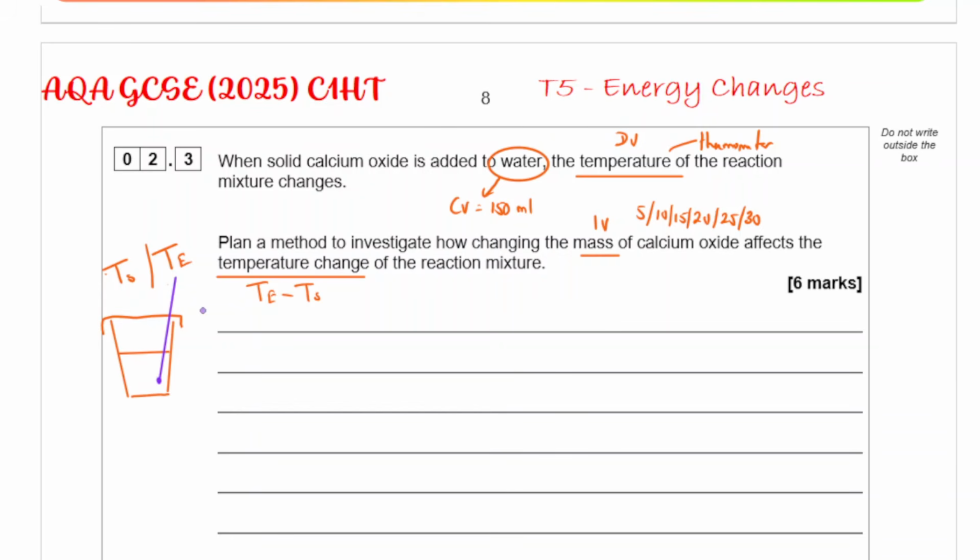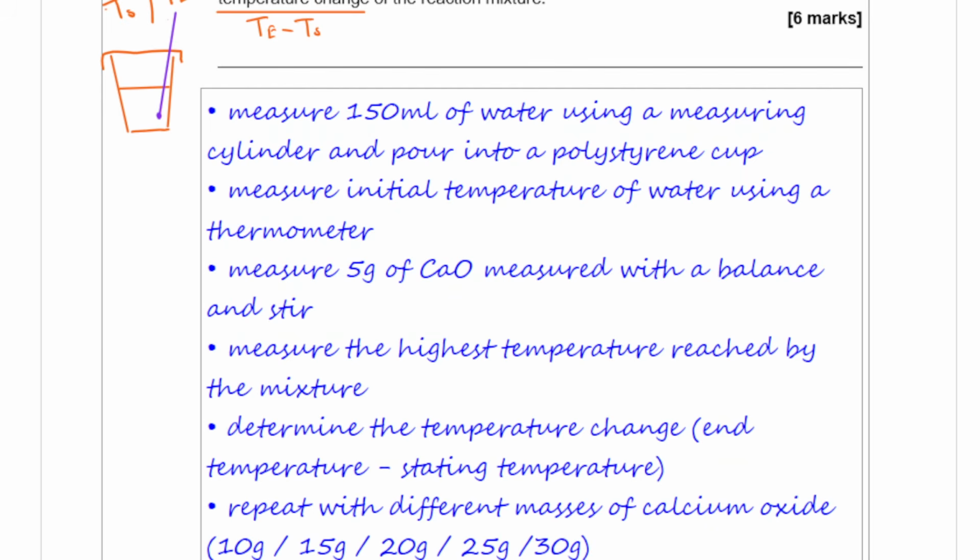So let's write the method. Actually, let me type it up. It will be easier. So here's a model answer. Measure 150 ml of water using a measuring cylinder and pour into a polystyrene cup. Measure initial temperature of water using a thermometer.